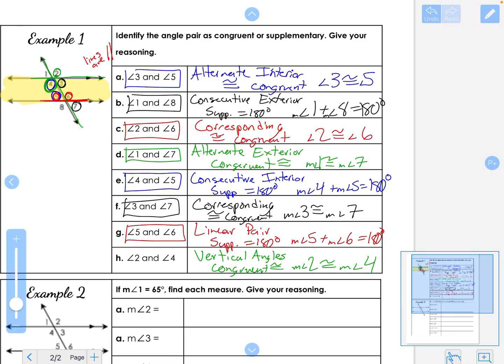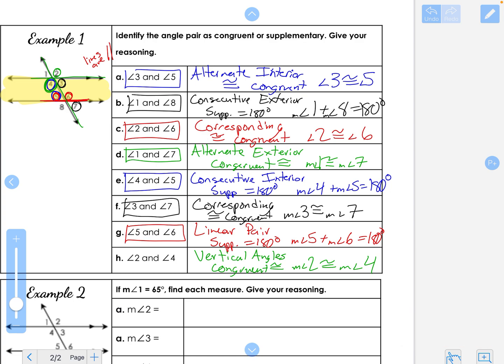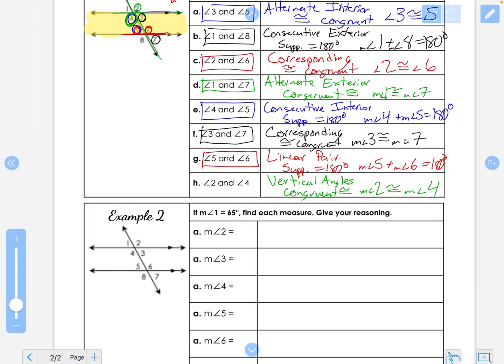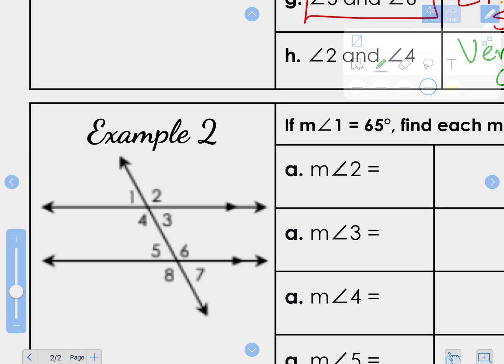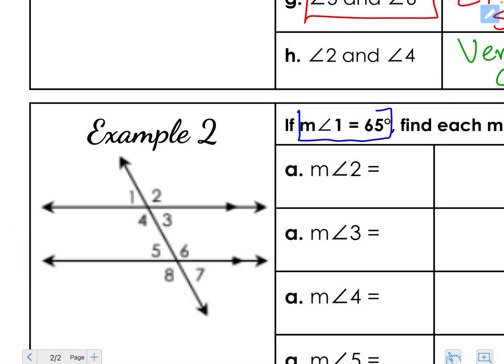And so that's how parallel lines cut by transversals work, because we know that these angles follow a pattern, and in fact they are either congruent or they are supplementary. So let's talk our way through this next one. This next problem tells us that the measure of angle 1 is 65 degrees. And so we're going to compare every angle to angle 1 to figure out what their actual measurement is.